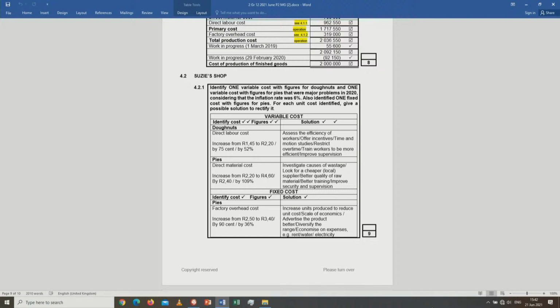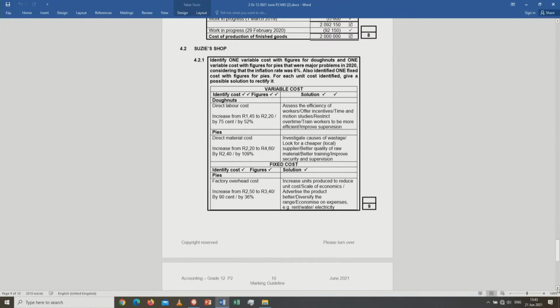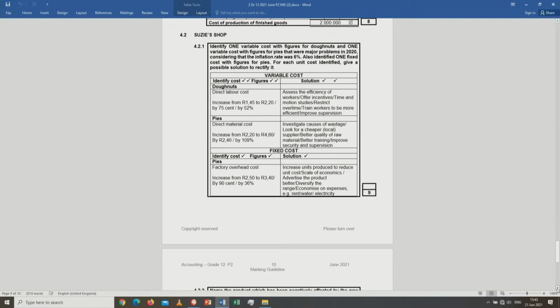Pies, fixed costs, factory overhead costs increased from R2.50 to R3.40, that's by 90 cents or by 36%. Solution, increase units produced to reduce unit costs, scale of economies, more you produce, cheaper it becomes. Advertise the product better, diversify the range, economize on expenses, example, rent, water and electricity. Once again, what's important, you must be able to link the learner's answer with the marking guideline.